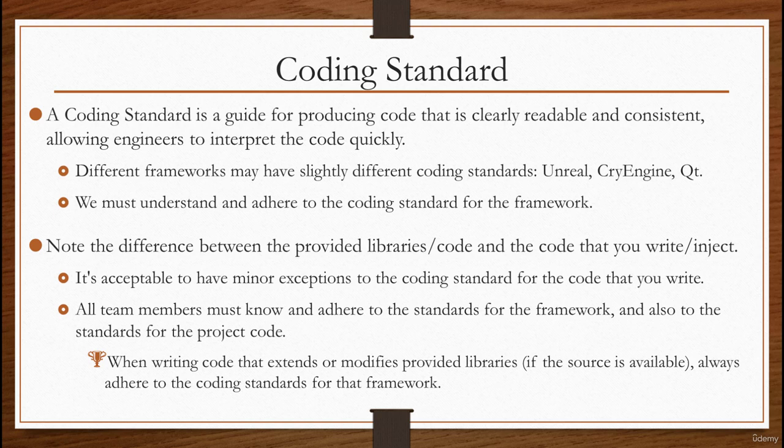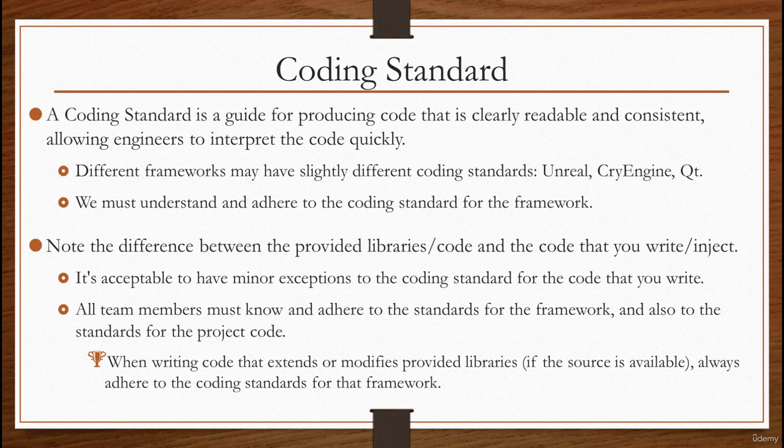However, it's important to note the difference between the provided libraries or framework code and the code that you write or inject. So in other words, again, Unreal Engine may be open source, you have the engine source code if you want to modify that, but you inject, or in other words, create new classes, game-specific classes, and those are not related directly to the engine code. Those really only relate to the particular project. So it is acceptable to have minor exceptions to the coding standard for the code that you write. But again, if you want to modify the framework or library such as the Unreal Engine, then you must adhere to the coding standard for that particular framework.